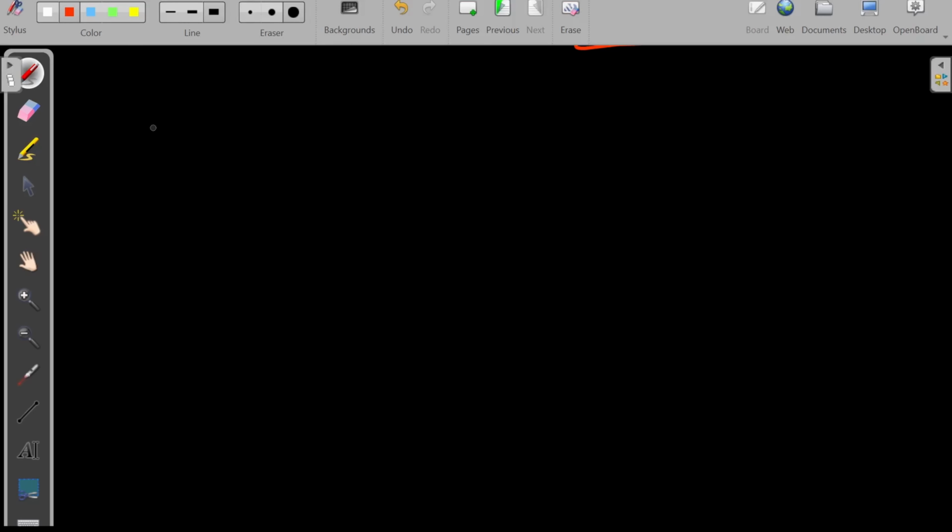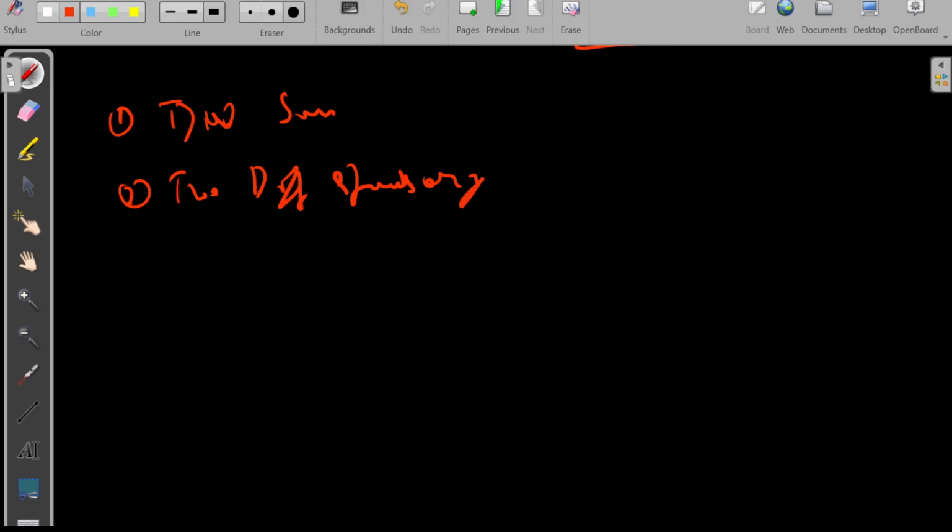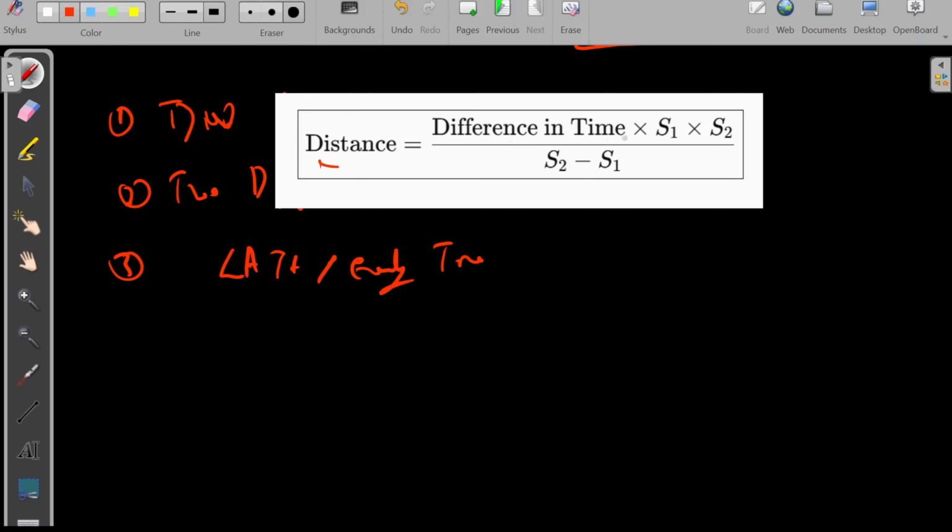Now we can use the shortcut method to solve the same question. The shortcut method only works when we have the same distance. So let me write here, the distance is the same. And there are 2 different speeds given, which in our case is true. And if the question has late and early time, we can use this formula, which is distance equal difference in time times speed 1 multiplied by speed 2 over speed 2 minus speed 1.